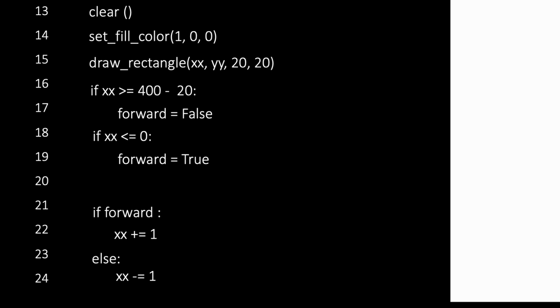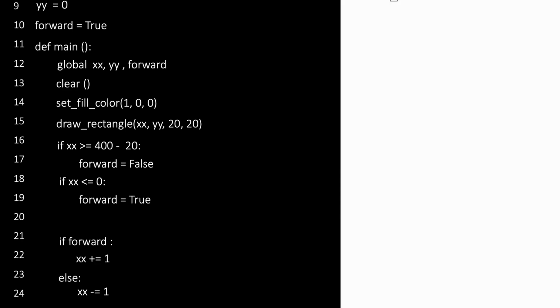If you look at the code closely, you probably have a couple of questions. Let's answer them one by one. The first one might be, why do we check if xx is greater than or equal to 400 minus 20? Where did 420 come from? The answer to that is that our graphic screen is 400 pixels wide, and our square is 20 pixels in width. So, to know whether the square has reached the end of the screen, we'll see if the xx value is greater than 380. Remember, a rectangle is drawn from the left side of the screen.